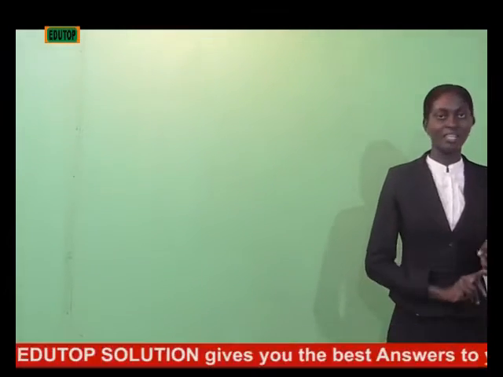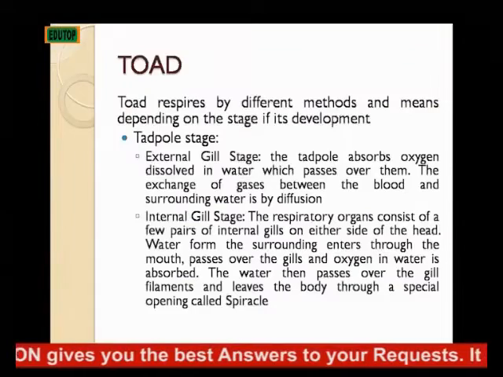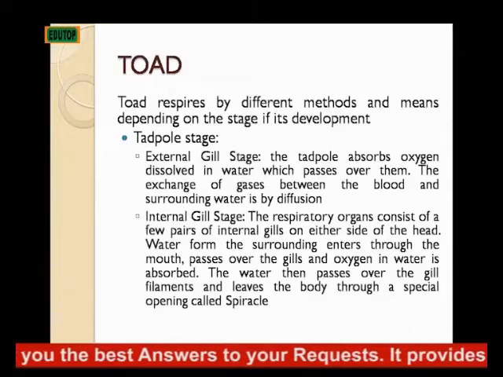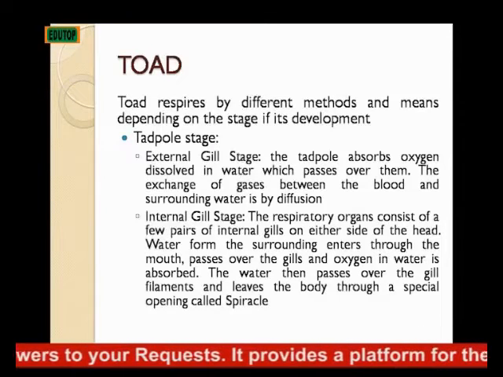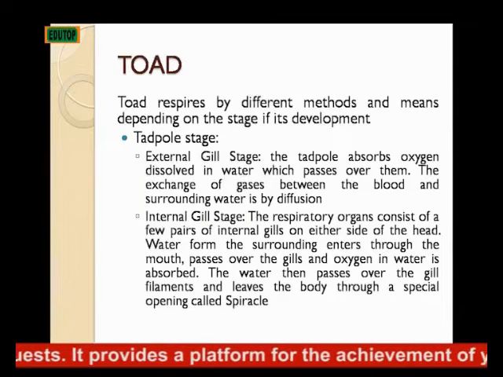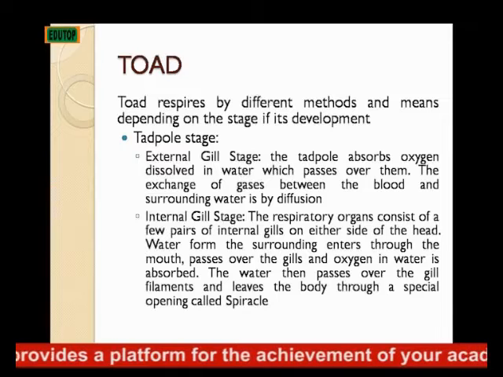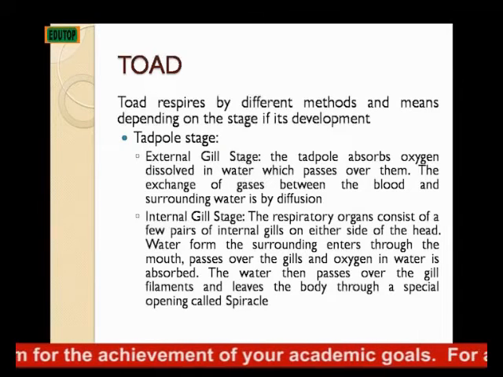In the tadpole stage, it also comprises two respiratory stages, that's the external gill stage and the internal gill stage. In the external gill stage, the tadpole absorbs oxygen dissolved in water which passes over them. The exchange of gases between the blood and surrounding water is by diffusion. So the external gill stage involves diffusion.